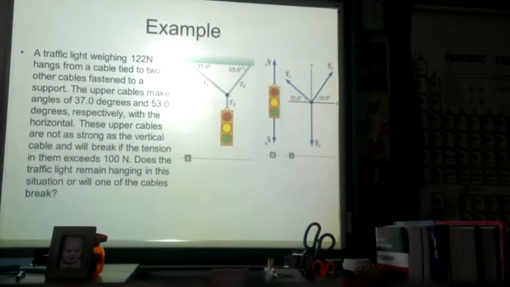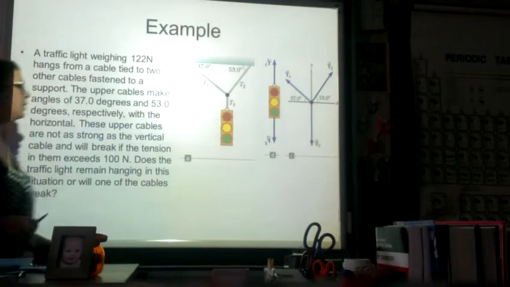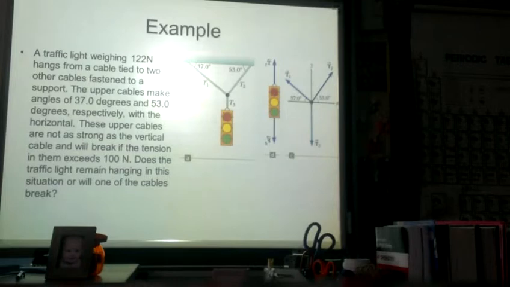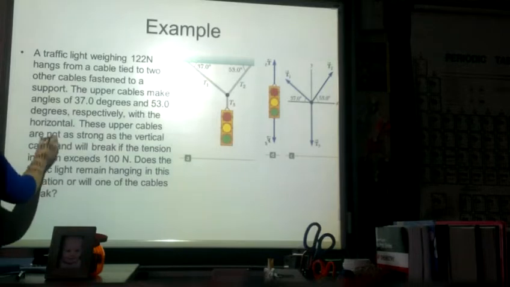It says these upper cables are not as strong as this vertical cable, right here, and will break if the tension in them exceeds 100 newtons. It says, does the traffic light remain hanging in this situation, or will one of the cables break? So this is just like the last problem, only now we have different angles. So let's do this one.